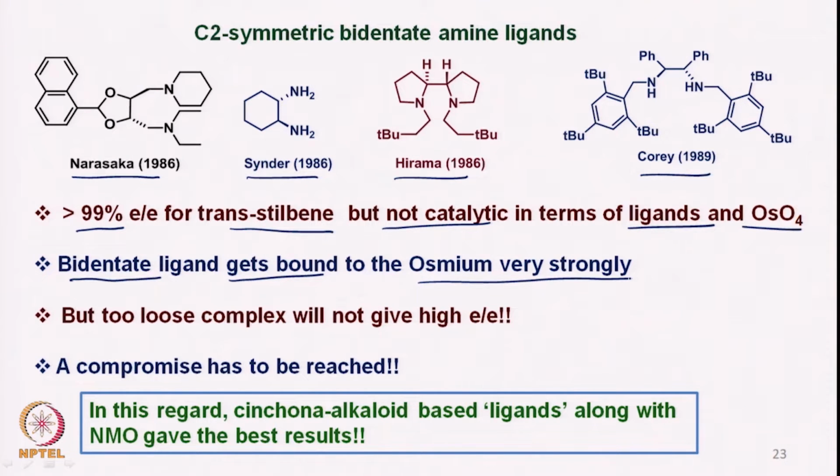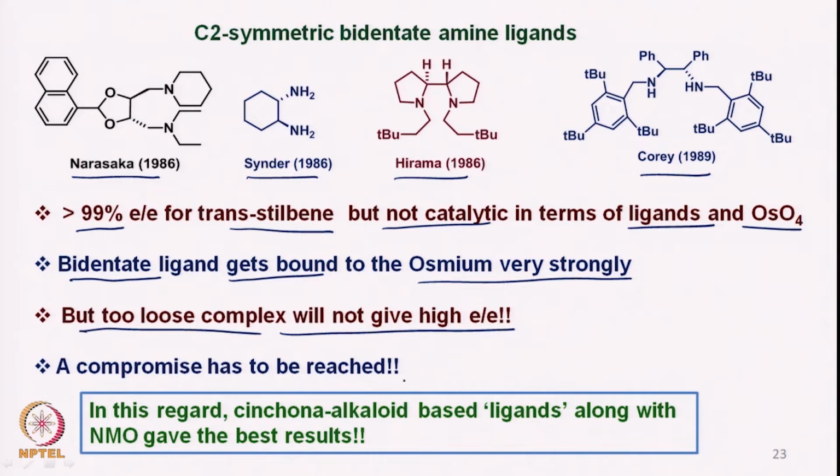At the same time, if we have a loose complex, that will also not give high enantiomeric purity, because if it is loose, that means it comes off, and therefore the reaction will definitely not give high enantiomeric purity, because it can also react with unbound osmium tetroxide. So we need to have a compromise.